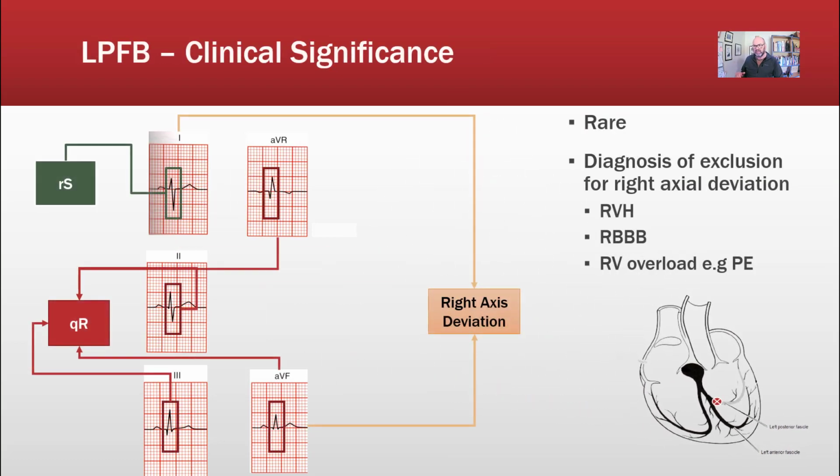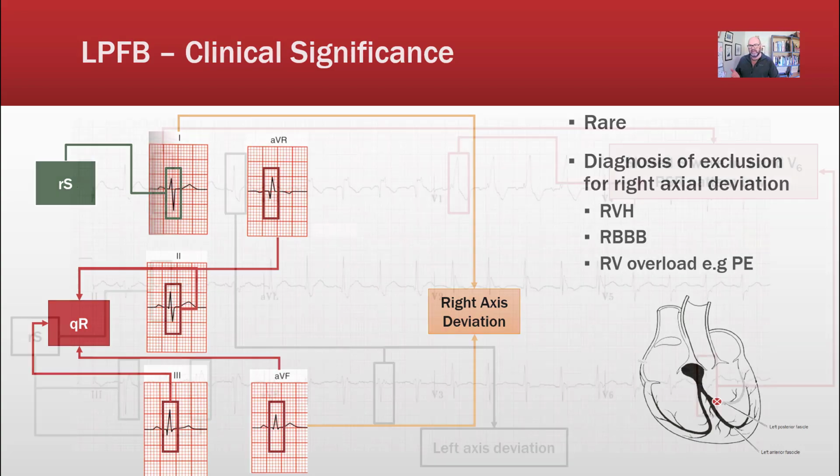Left posterior fascicular blocks are rare, and the diagnosis is one of exclusion. That is to say that other causes of right axis deviation, such as right ventricular hypertrophy, or a right bundle branch block, or right ventricular overload, such as may occur with a pulmonary embolus, or limb lead reversal, need to be discounted before settling on a left posterior fascicular block as the final determination.